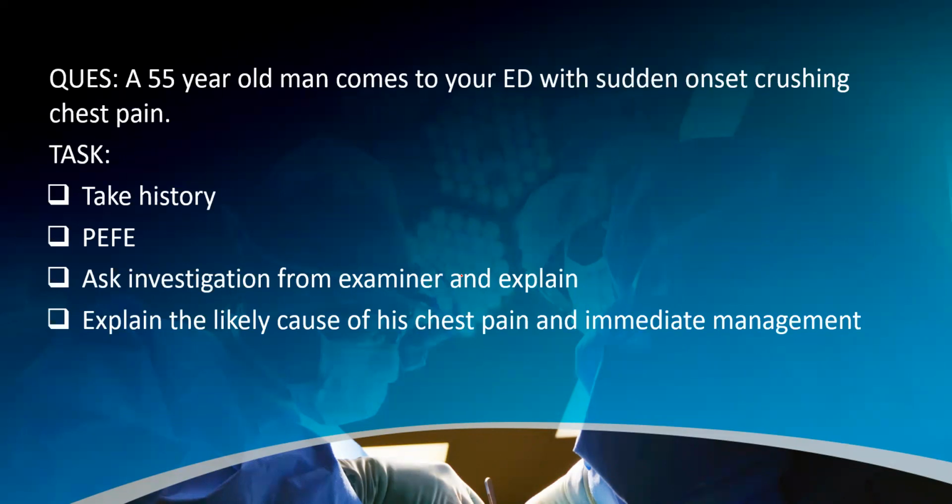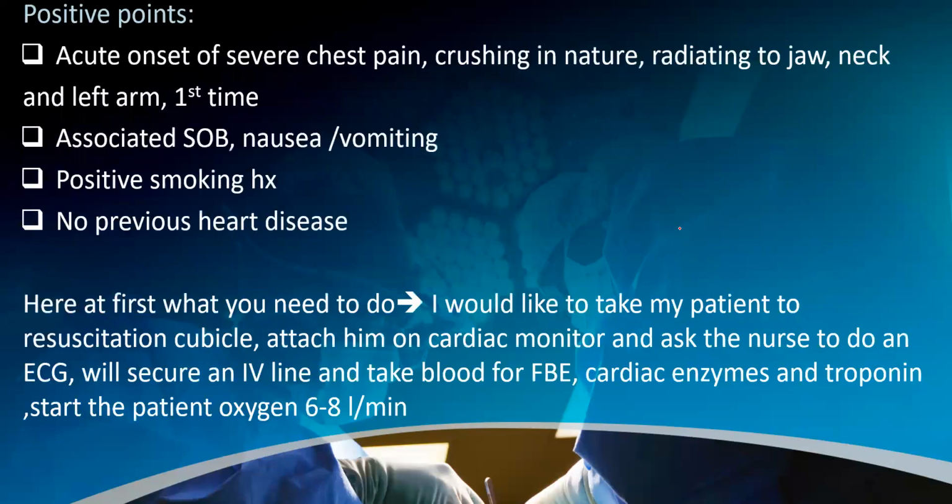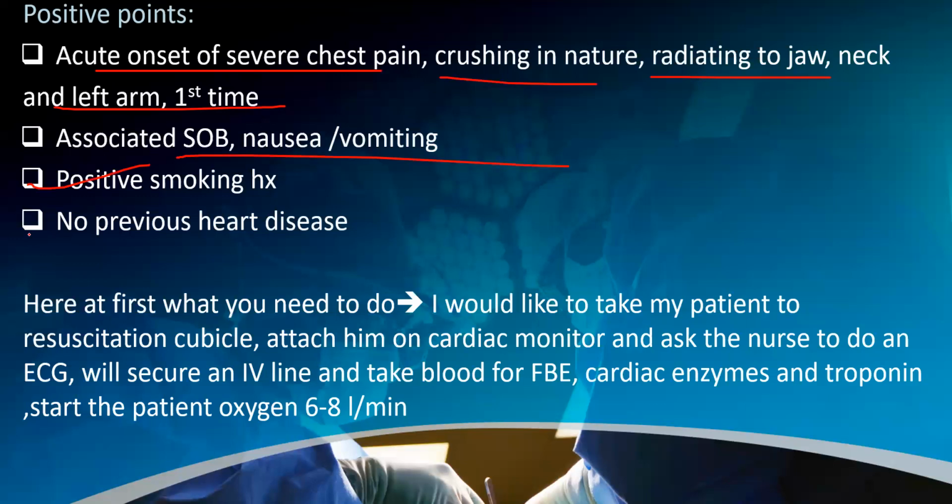Next, acute MI. Very important, guys, for the exam. A 55-year-old man comes to your ED with a sudden onset of crashing chest pain. Looking at this, you will think, well, this is an MI patient. Same kind of task. Now, positive points are acute onset of severe chest pain, crushing in nature, radiating to the jaw, neck, and left arm for the first time. Associated nausea, vomiting, shortness of breath. The patient is a long-term smoker, with no other heart condition.